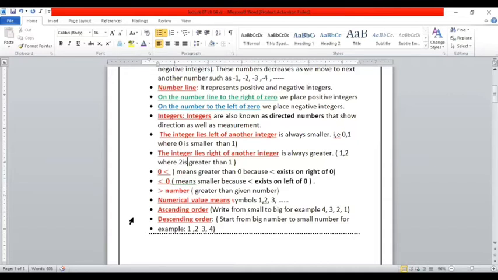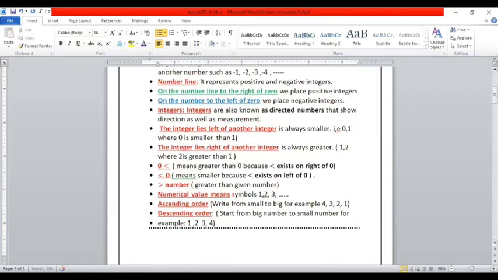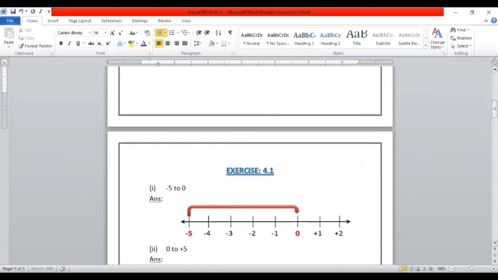Ascending, we have two types of the order of the given group of numbers. Ascending order means to write the numbers from small to big, like 1, 2, 3, 4. Descending means to start from the big number to small, like 4, 3, 2, 1. Dear students, these were the few important points before the exercise.